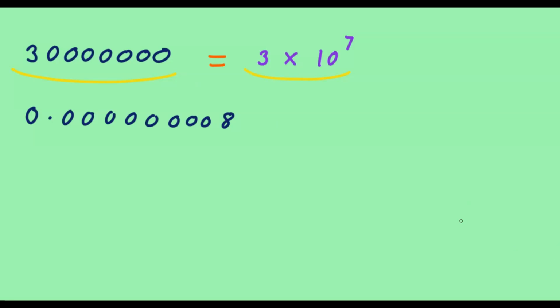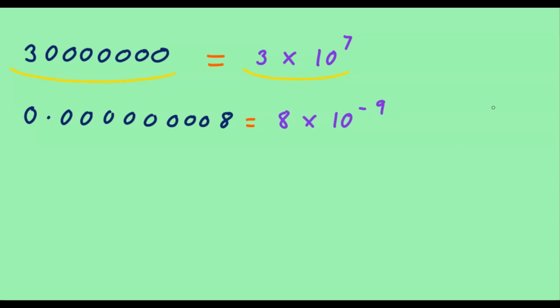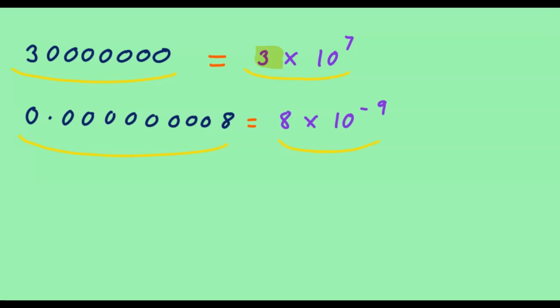Now if we consider the next number, we can rewrite that number using the powers of 10 as 8 times 10 to the power of -9. So we can see that writing the number in this form of 8 times 10 to the power of -9 is a lot simpler and shorter than writing the number in this form. Now, if we write a number in this form or this form, then we say that we have written the number in scientific notation.